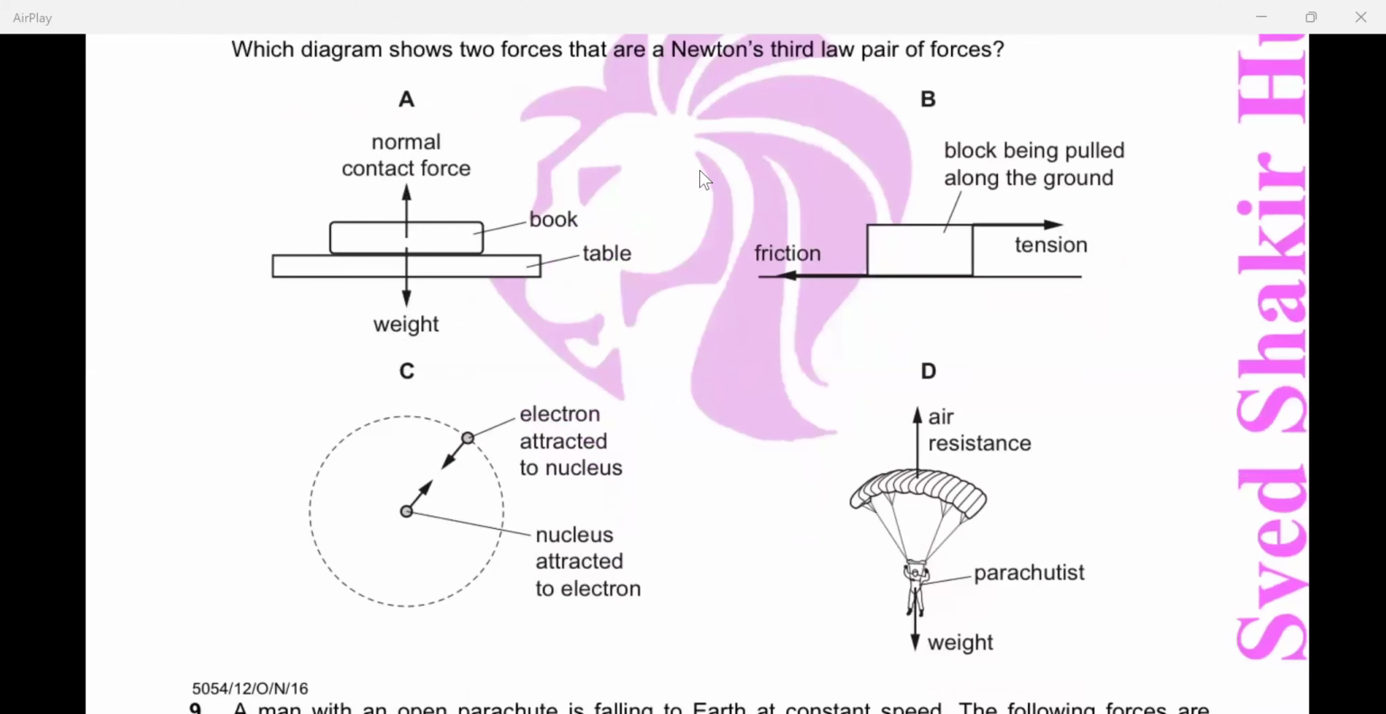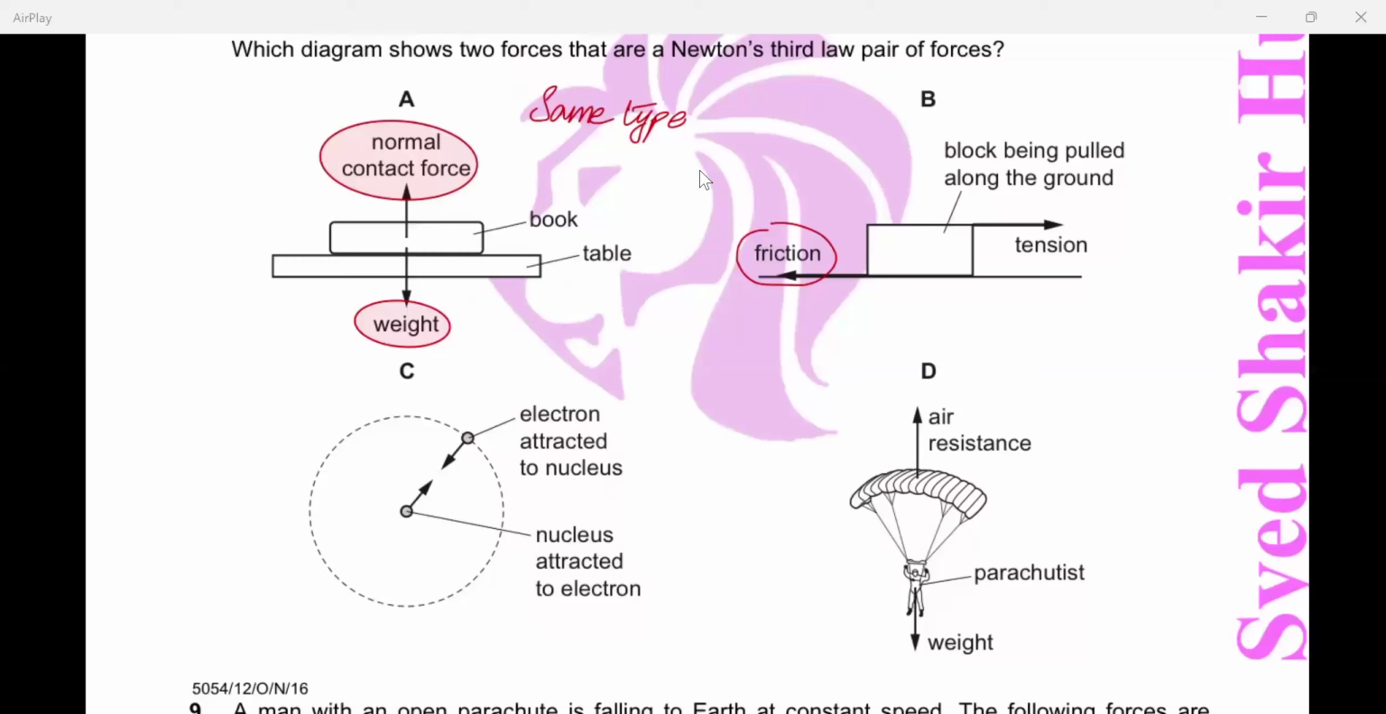It's a normal force from the table to the book and the book to the table. All right, good. But this is normal force and this is weight. Weight is a gravitational force, and the normal force is when two objects are in contact. So forces are not of the same type. Forces should be of same type as well. I think it would be B.